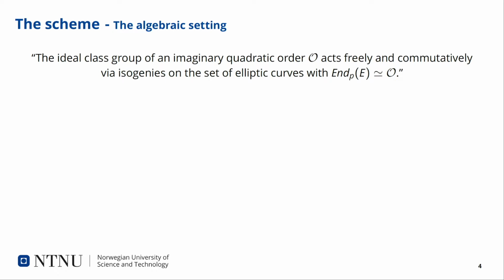Now, it's impossible to provide in 20 minutes the background necessary to understand the algebraic setting of our protocol. What I want to do instead is to teach you these magic words. The ideal class group of an imaginary quadratic order O acts freely and commutatively via isogenies on the set of elliptic curves with endomorphism ring isomorphic to O. So the magic is unraveled in the paper, in which we spend a whole section in explaining the meaning of this sentence and its application.